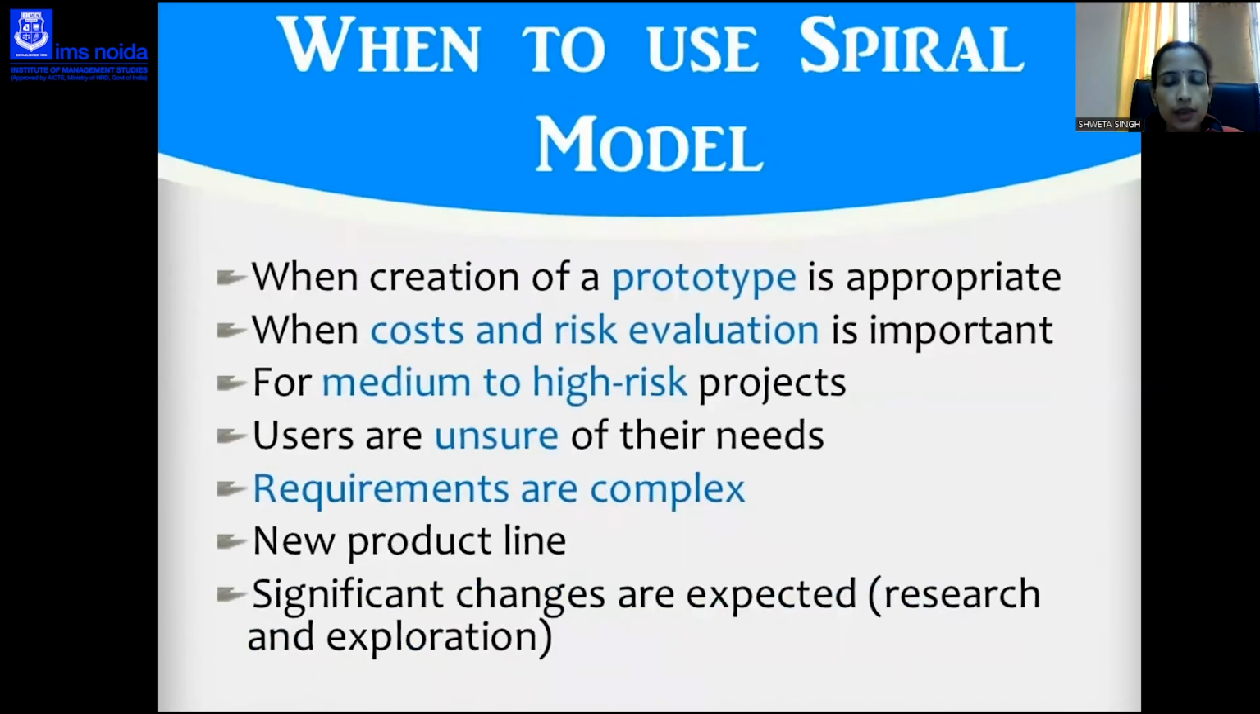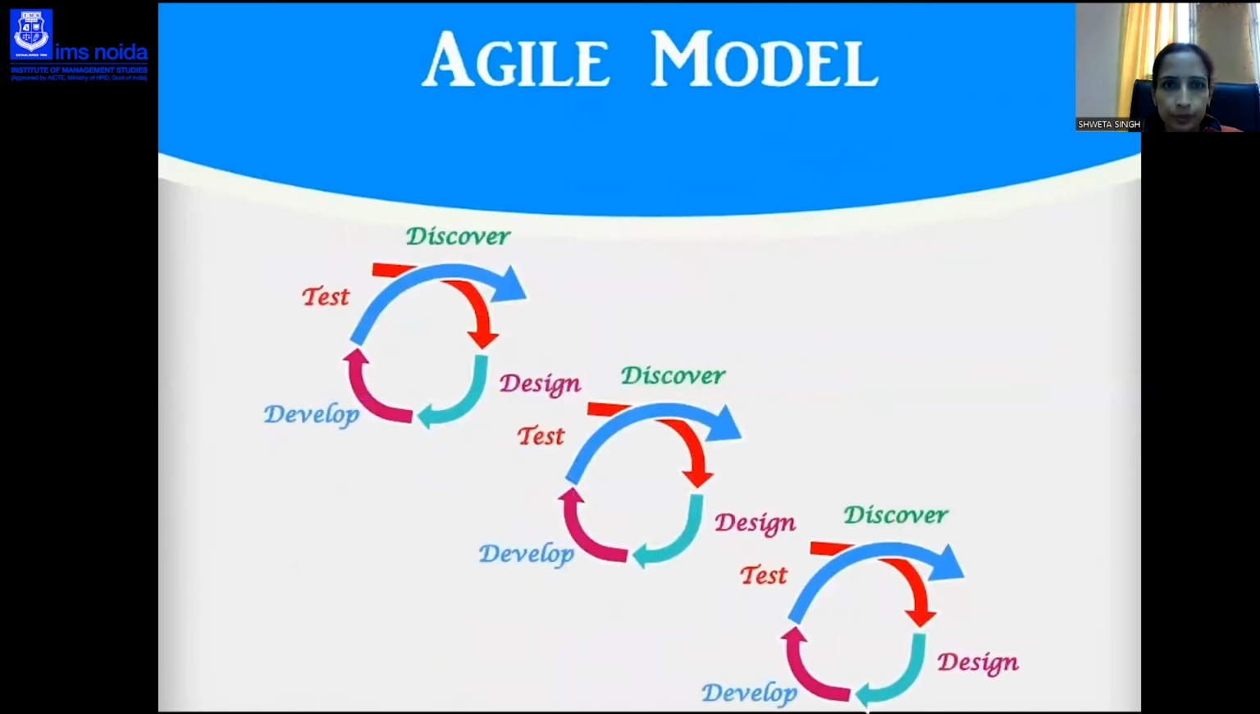There are some situations when we use the spiral model: when creation of a prototype is appropriate, when cost and risk evaluation is important, for medium to high-risk projects, when users are unsure of their needs, requirements are complex, there are new product lines, or significant changes are expected. Third model is the agile model.